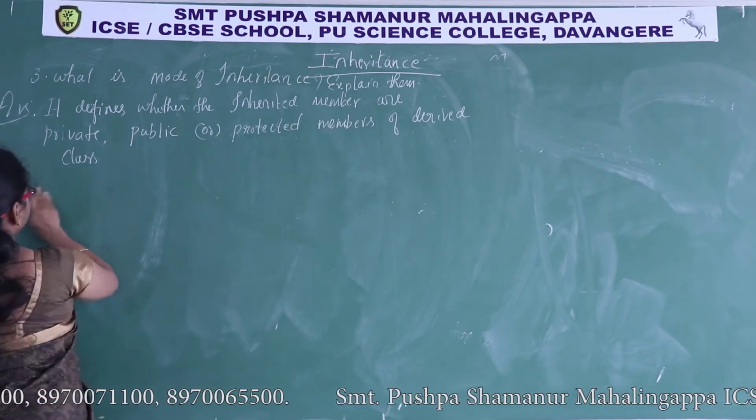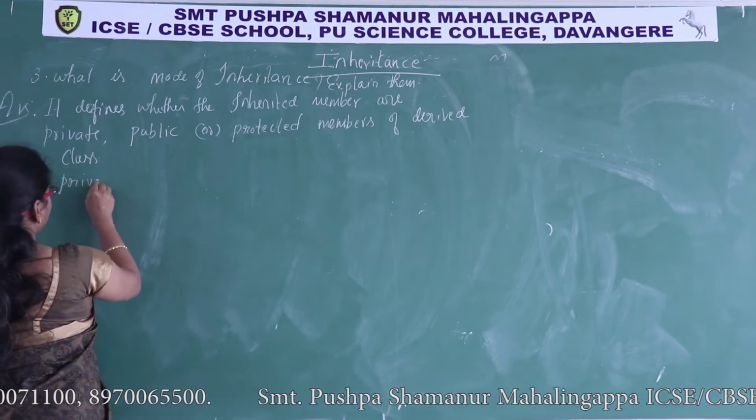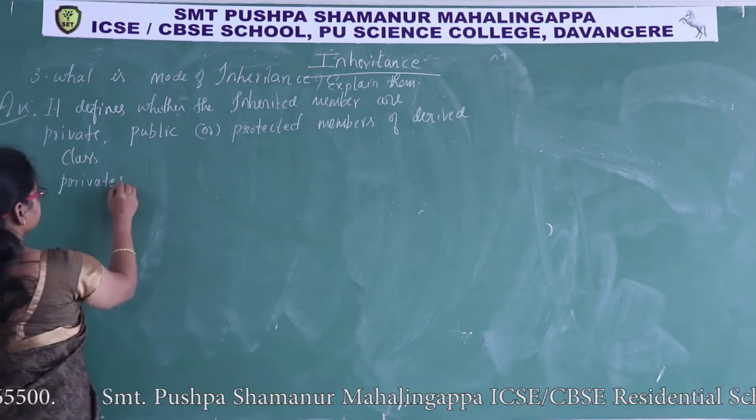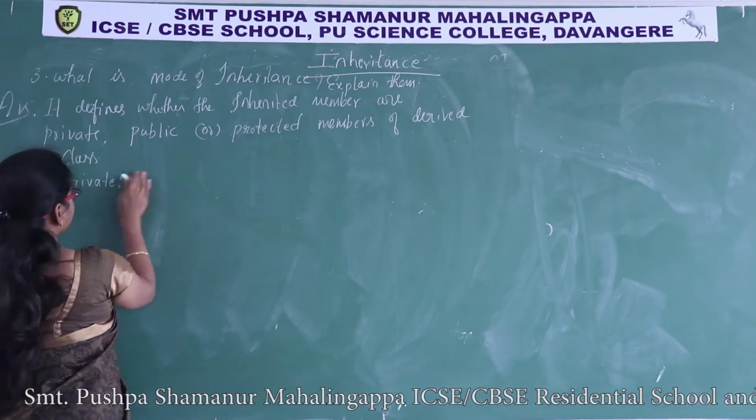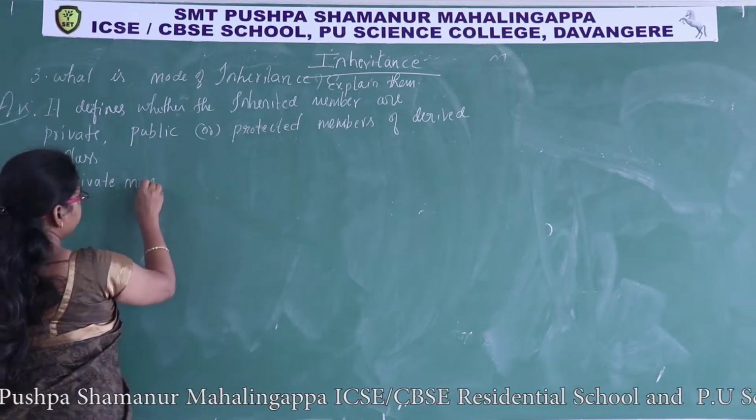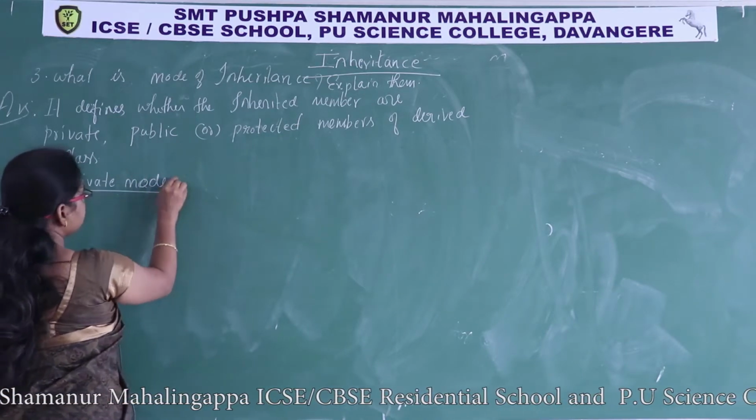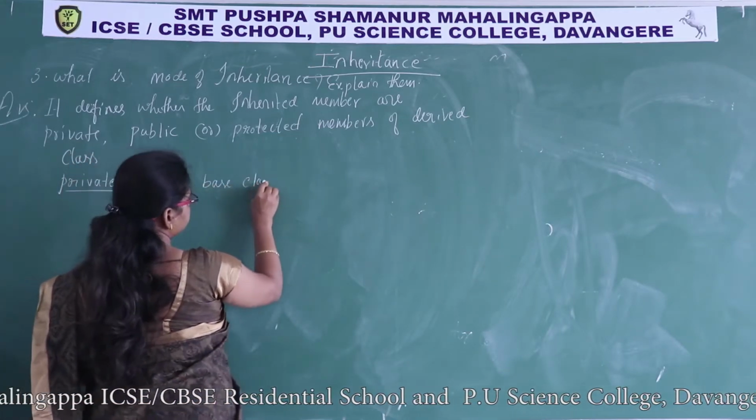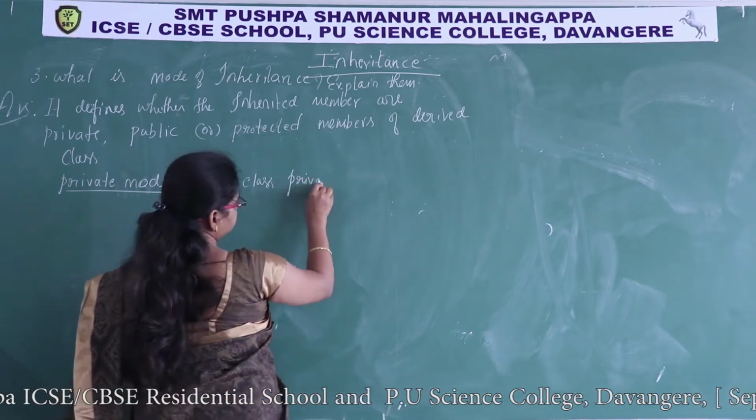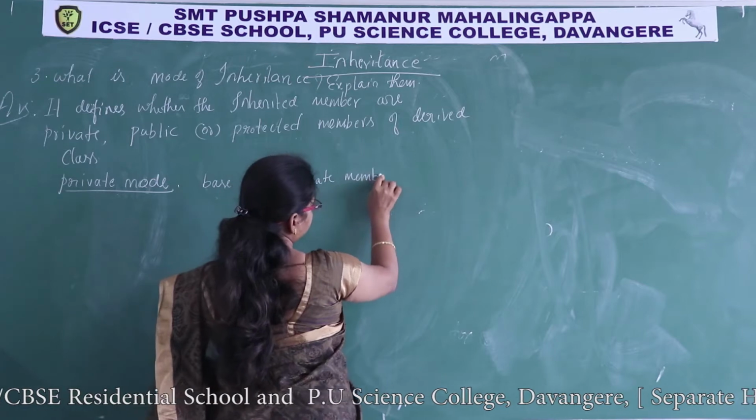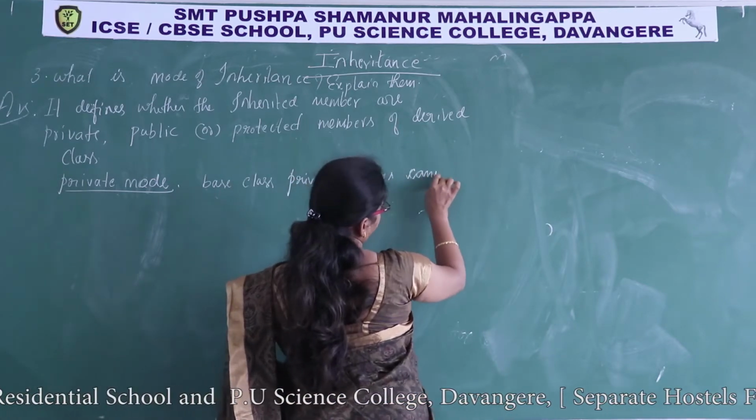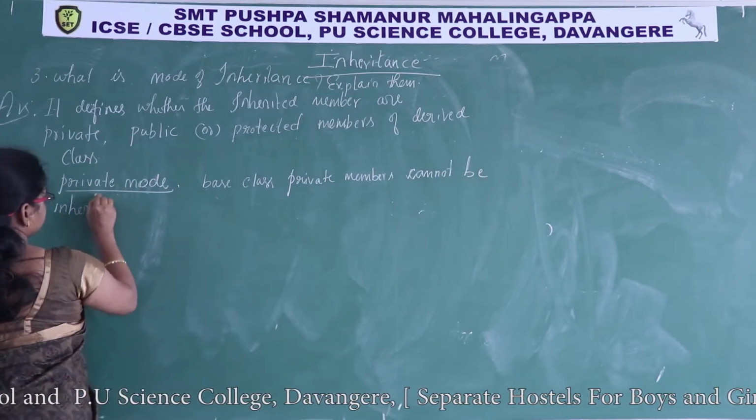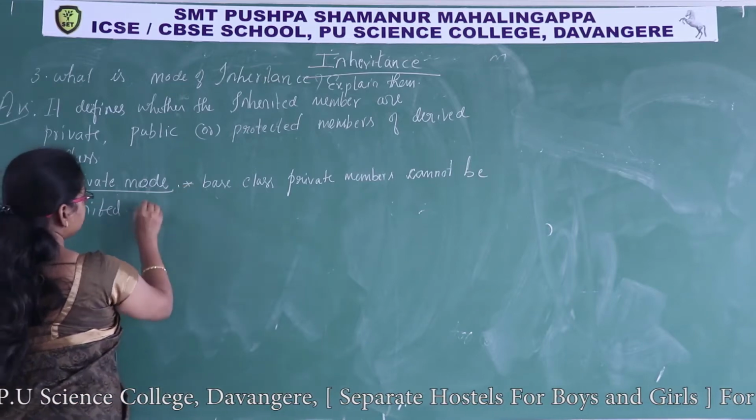So visibility modes, there are 3 visibility modes. Private. How to write the explanation when they ask all modes in the same question? Private mode, we must write private mode here because private access specifier is also there. Private mode. Base class private members cannot be inherited. First point.